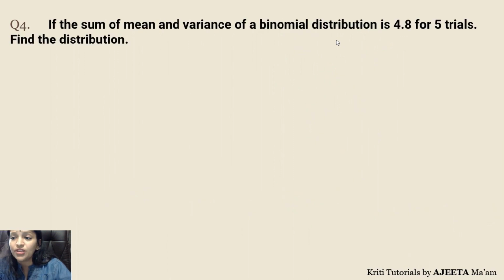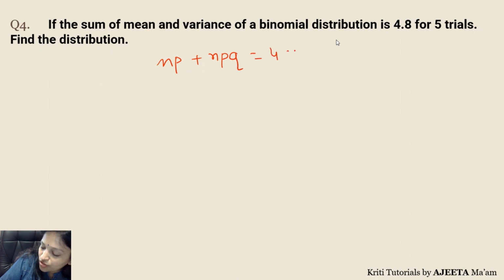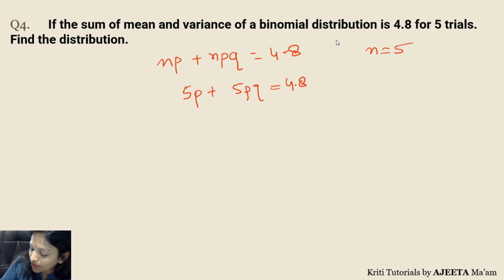If the sum of mean and variance of a binomial distribution is 4.8 for 5 tries, find the distribution. Now here again what's given to you? Sum of mean and variance of a binomial distribution is 4.8. The sum is given to you. NP plus NPQ is 4.8, and for 5 tries means your N is 5. I repeat, your N is 5. Let's put the values then. 5P plus 5PQ is equal to 4.8.